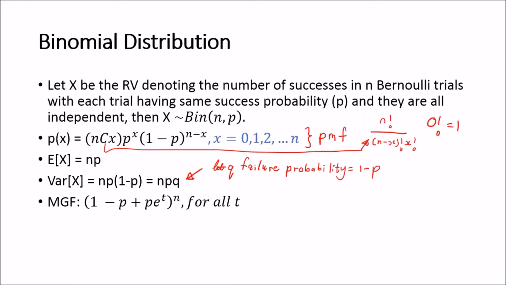The moment generating function is (1 minus p plus pe to the t) to the power of n, and it's valid for all values of t. But if you look again, we can simplify this as q, so it can also be (q plus pe to the t) to the power n.